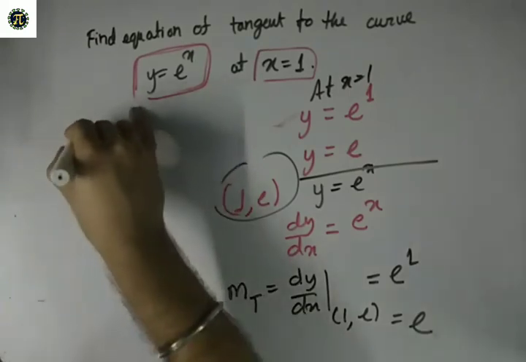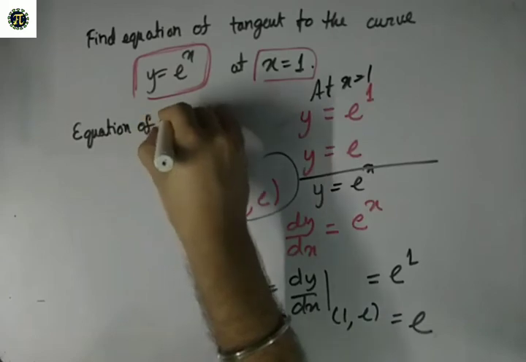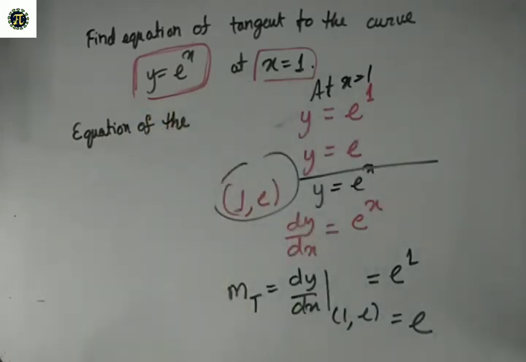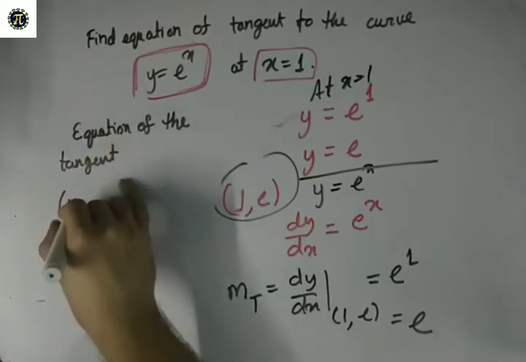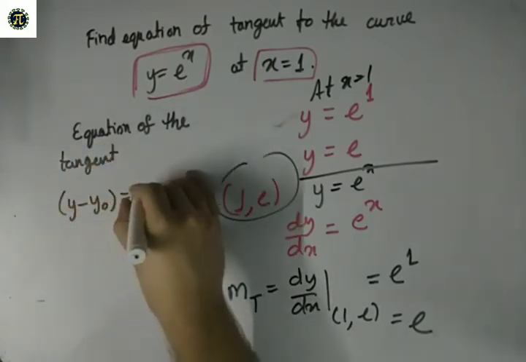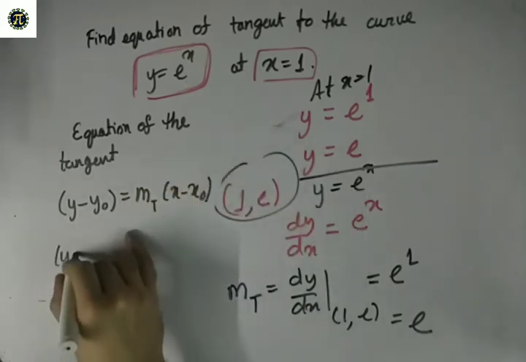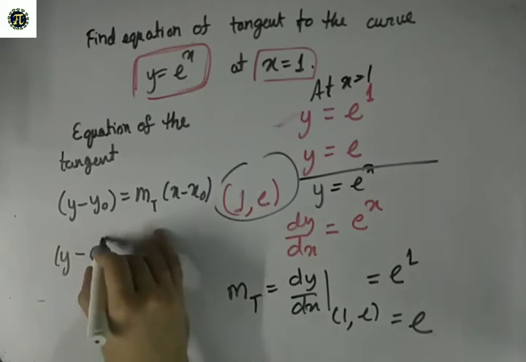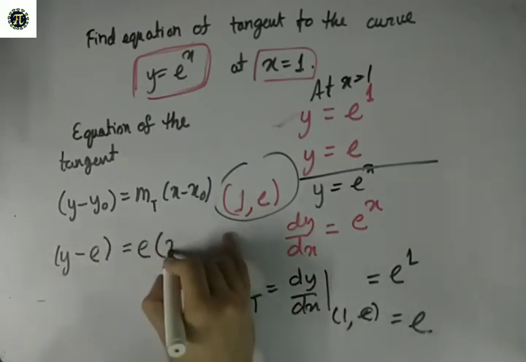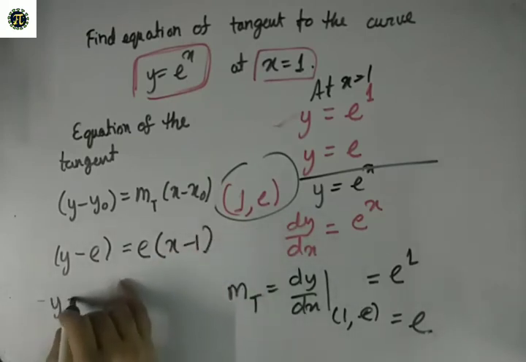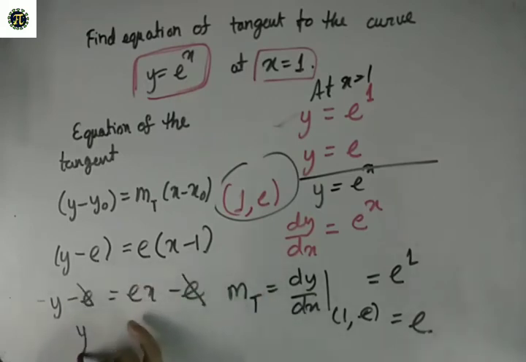And the equation of the tangent, by definition, will be y minus y naught is equal to slope of the tangent into x minus x naught. It is y minus e, the point is (1, e), is equal to slope of the tangent e into x minus 1. So we have y minus e is equal to ex minus e, and the e cancels, and we have y is equal to ex.